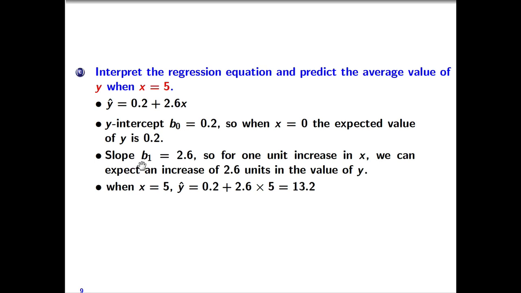Now for the slope, b1 is 2.6, which is positive. So for 1 unit increase in x, we can expect an increase of 2.6 units in the value of y. Now we need to find the predicted value of y when x equals 5. So with this equation, when x occurs, we use 5, and we get y hat equals 0.2 plus 2.6 times 5, which is 13.2.